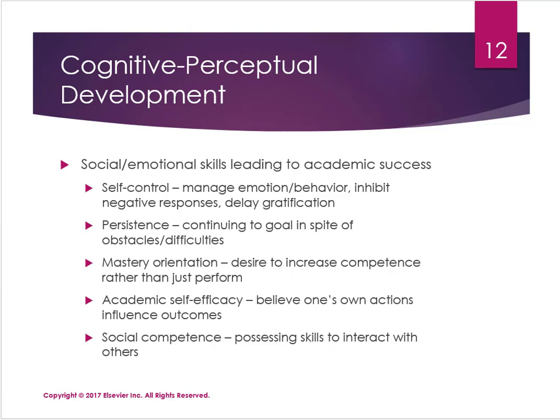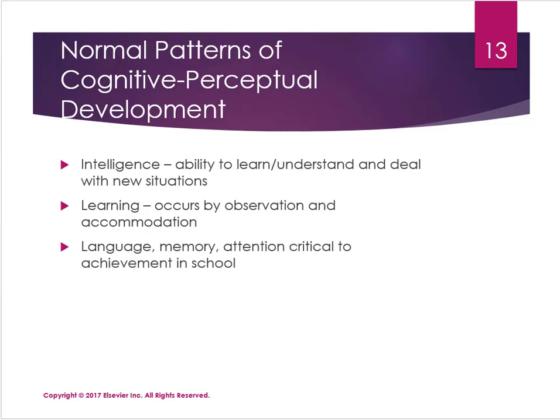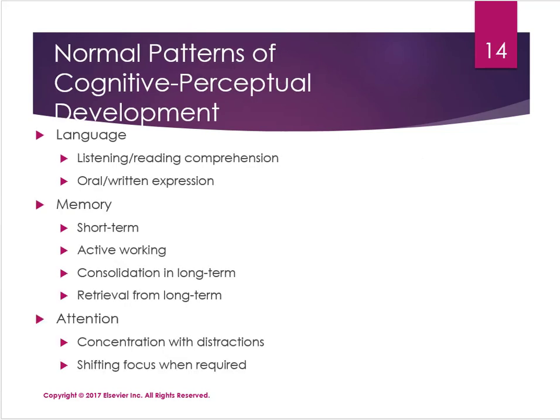Let's talk a little bit about the elements of learning. To learn, we need to have 3 components, and intelligence is our ability to learn and understand and to deal with new situations. It is often measured by tests that evaluate problem solving, language skills, attention, memory, and these are all critical for achievement in school. Learning is the ability to observe and to accommodate what is seen, and then language, memory, and attention are what we talked about previously that are critical in the school environment for achievement.